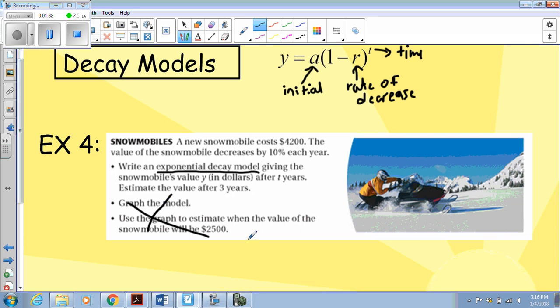So here what we're going to do is writing it, we have y equals, so we still use y equals. Our initial in this case is going to be our 4,200. So that's what it started off to be. So we have 4,200. Then we multiply by 1 minus. Now here we have 10%. We need to change that into a decimal. So that's going to change to 0.1. And because since we're just writing a model, it says after t years, we still use the letter t.